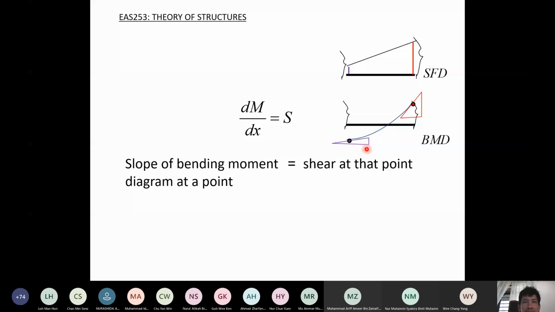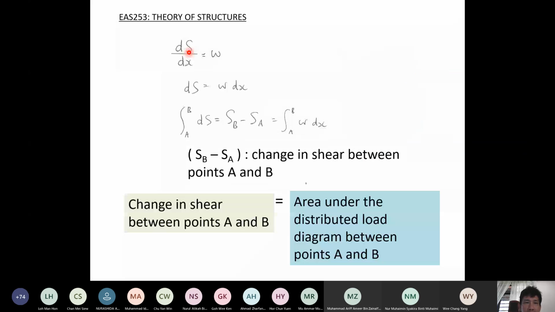Now let's look back at the first set of equations that we derived, which relates the slope in the shear force diagram to the intensity of the distributed load at that point. This is the first set of basic equations that we have derived. If we rewrite this in this way, finally we come to these equations, which are integrations. We rewrite this and then we integrate from point A to point B.